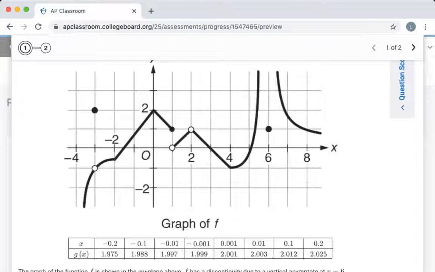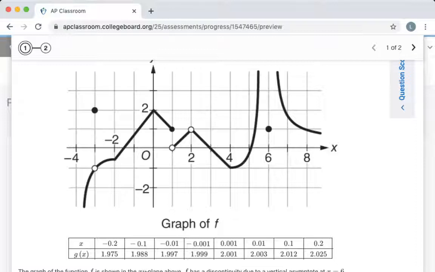It says the graph of the function f is shown in the xy-plane above. f has a discontinuity due to a vertical asymptote at x equals 6. And then let g be a function that is continuous and increasing for all x. Values of g of x at selected values of x are shown in the table. Okay, so that's pretty much what I said. The only other piece of information was the fact that there's a vertical asymptote at x equals 6 for the graph of f.